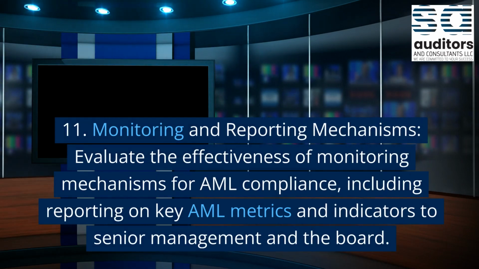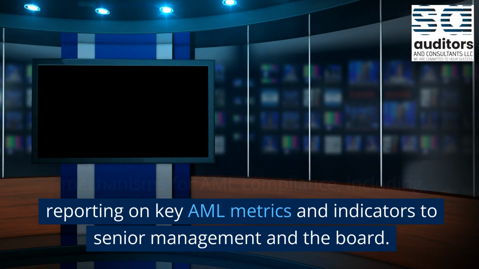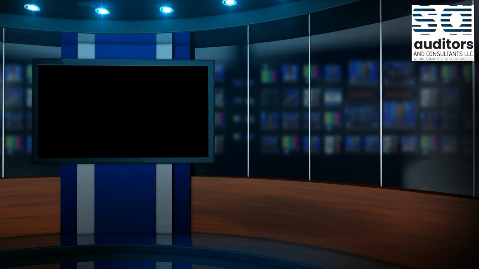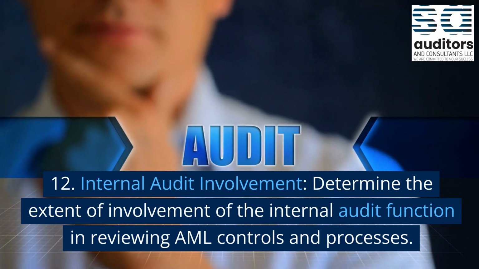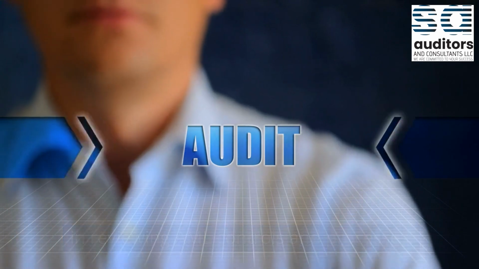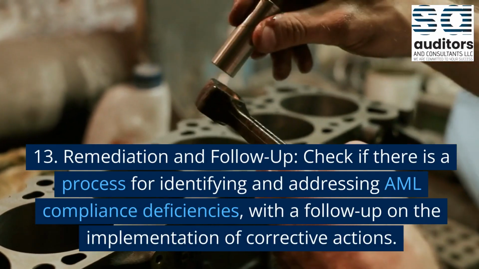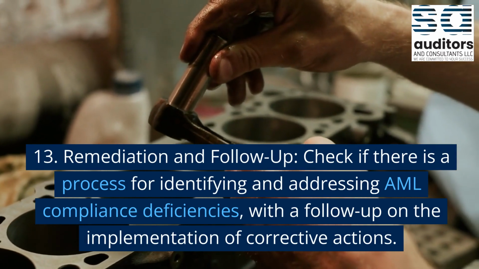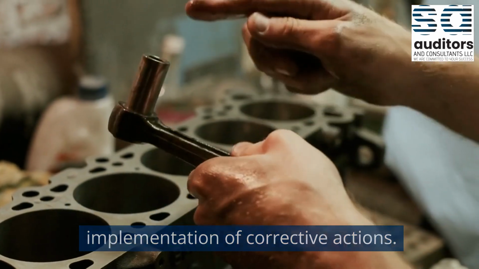11. Monitoring and reporting mechanisms. Evaluate the effectiveness of monitoring mechanisms for AML compliance, including reporting on key AML metrics and indicators to senior management and the board. 12. Internal audit involvement. Determine the extent of involvement of the internal audit function in reviewing AML controls and processes. 13. Remediation and Follow-Up. Check if there is a process for identifying and addressing AML compliance deficiencies, with a follow-up on the implementation of corrective actions.